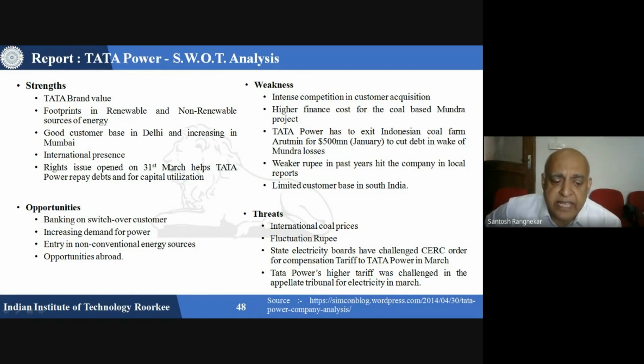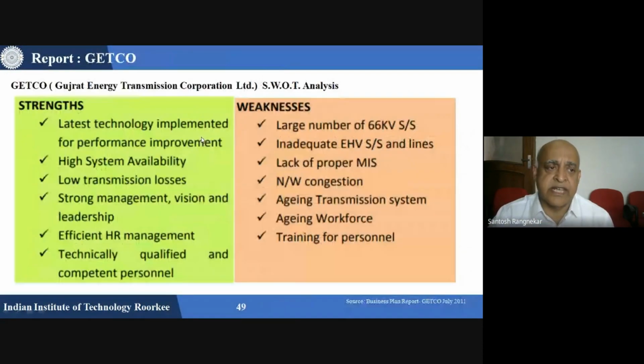Opportunities are banking on switchover customers, increasing demand for power, entry into non-conventional energy resources, and opportunities abroad. The threats are international coal prices and fluctuation in the rupee. Then the state electricity boards have challenged CERC for the compensation tariff to Tata Power in March. Tata Power's highest tariff was challenged in the appellate tribunal for electricity in March.